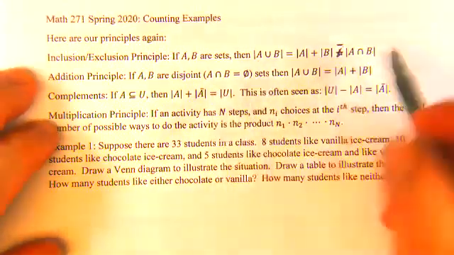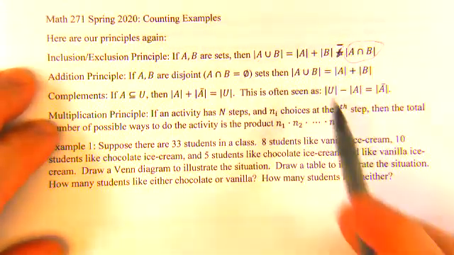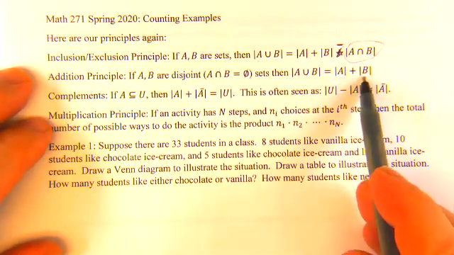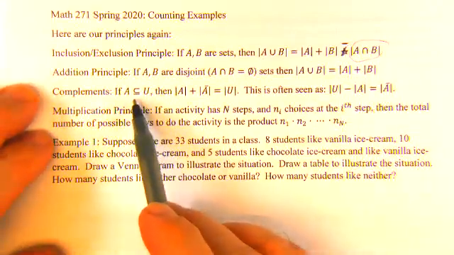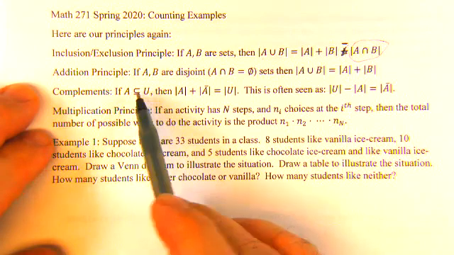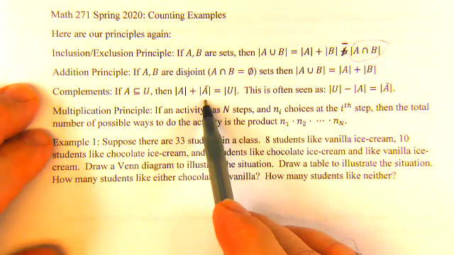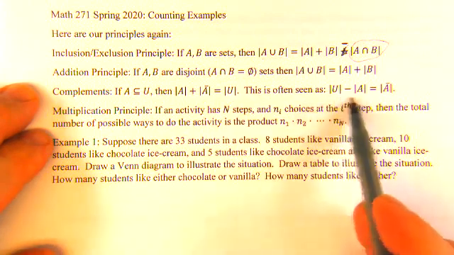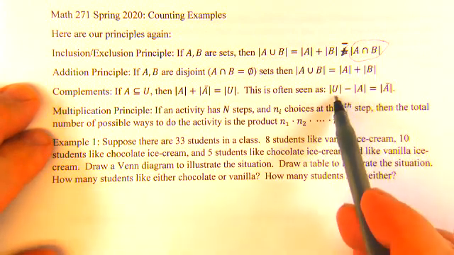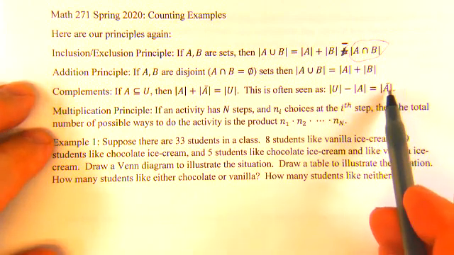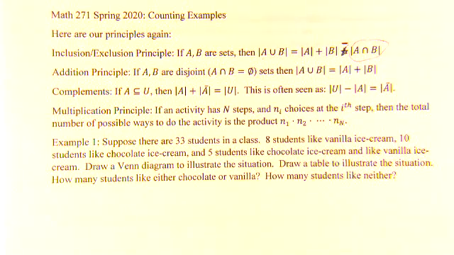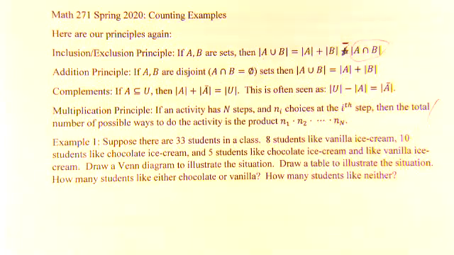If they're disjoint, so that this is an empty set, then A union B is just the number of things in A plus the number of things in B. And if A is a subset of U, then the number of things in A plus the number of things not in A is the entire universe. We often use that as a subtraction. The number of things in the universe minus the number of things in A is the number of things in the complement of A. And the multiplication principle: if you've got n steps and n sub i choices at the ith step, the total number of possible ways to do the activity is the product.